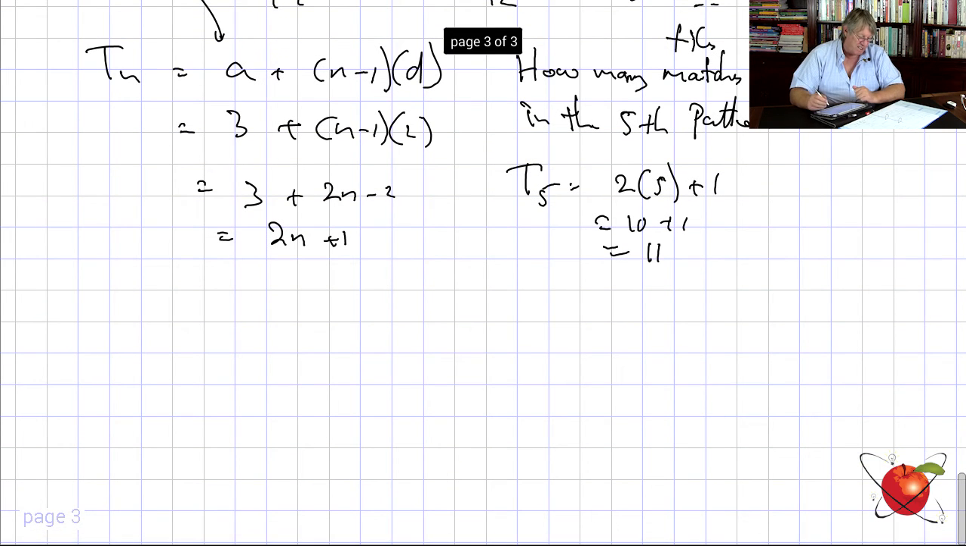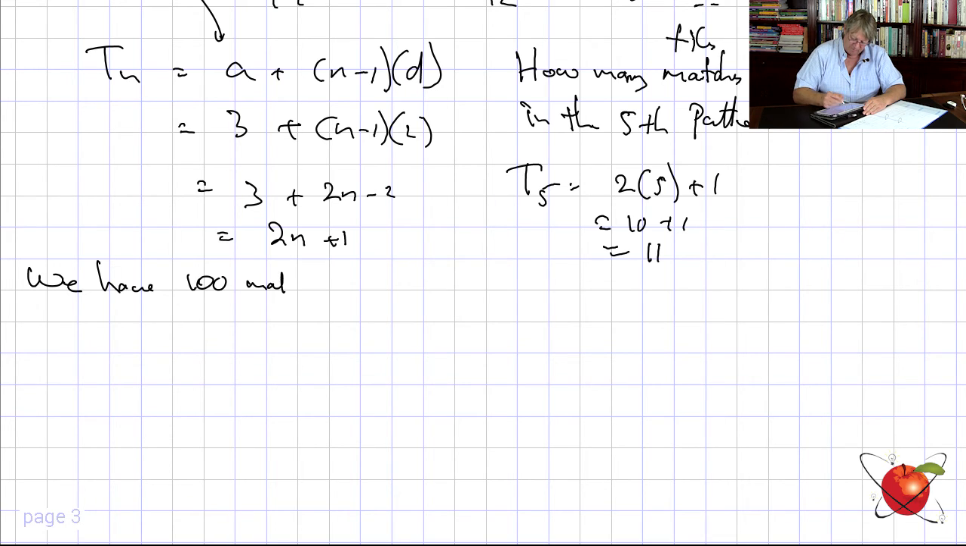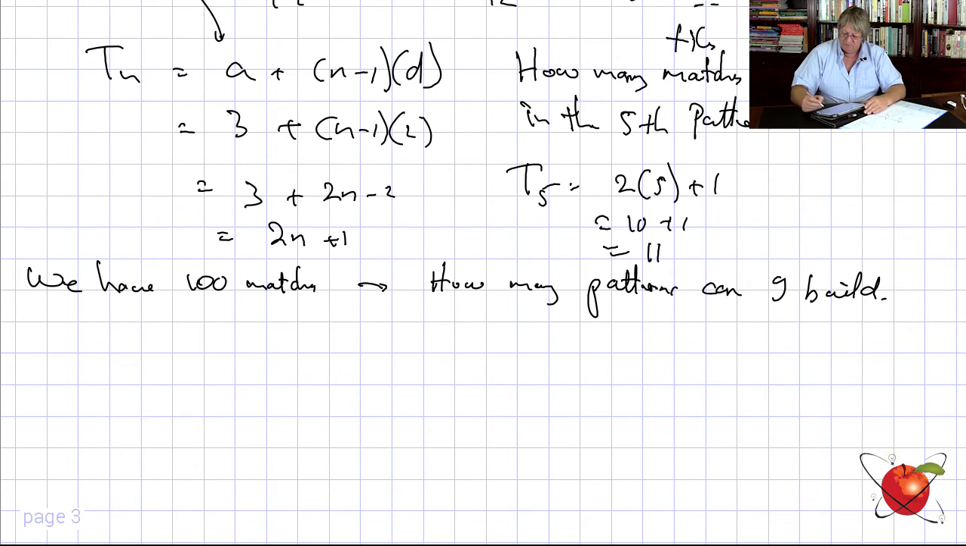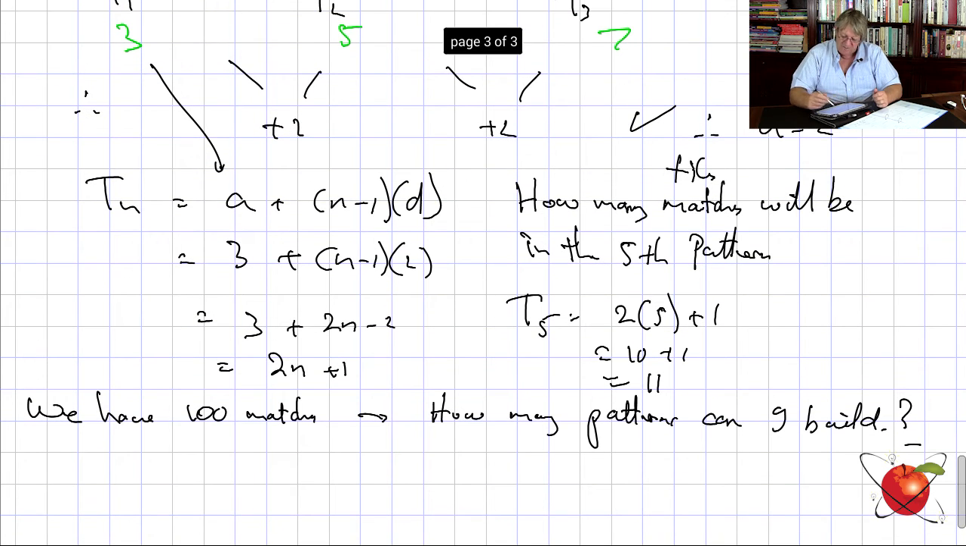Now, the next thing they say, we have 100 matches. How many patterns can we build? So we've got a pile of 100 and we've got to build these. The first one's going to take 3. The second one is going to take 5. Can you see that? So we're actually, in effect, adding them up, aren't we?